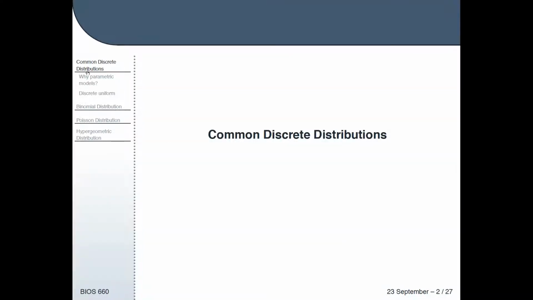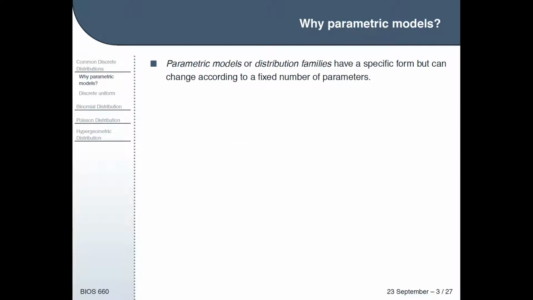So today we're going to discuss examples of distributions, specifically discrete distributions. All these distributions that we're discussing are examples of what we would call parametric models in statistics. A parametric model or distribution family is something that has a specific form but can change according to a fixed number of parameters, like the binomial distribution that we've discussed a bit in the past and that we'll be discussing more shortly.